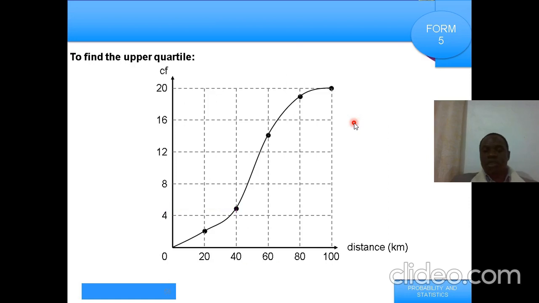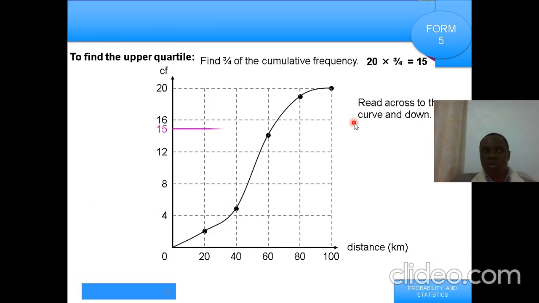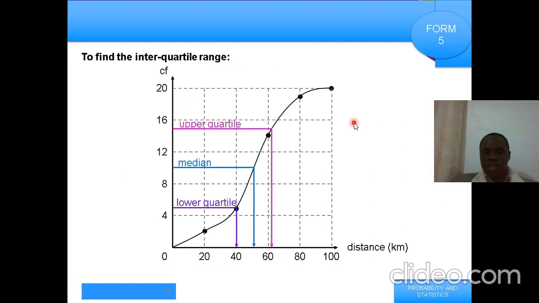Then the upper quartile, we said, is the 75%, which is 3/4 of the data. So 20 times 3/4 is 15. We go to 15, go straight, hit the curve, come down, and the number we get there, 62, is the upper quartile. So we have the quartiles and the median. The median is actually the middle quartile, sometimes we call it Q2. So the lower quartile will be Q1, the median Q2, and the upper quartile Q3.